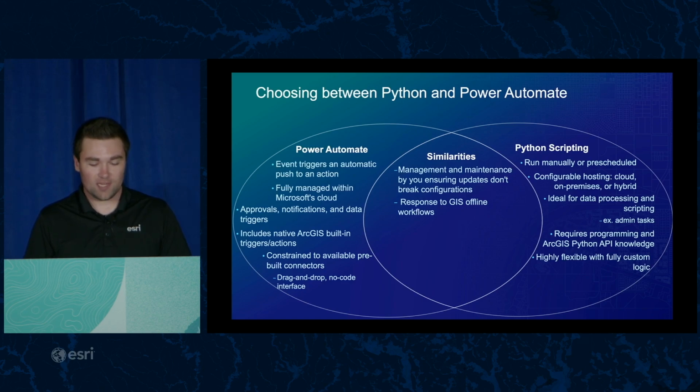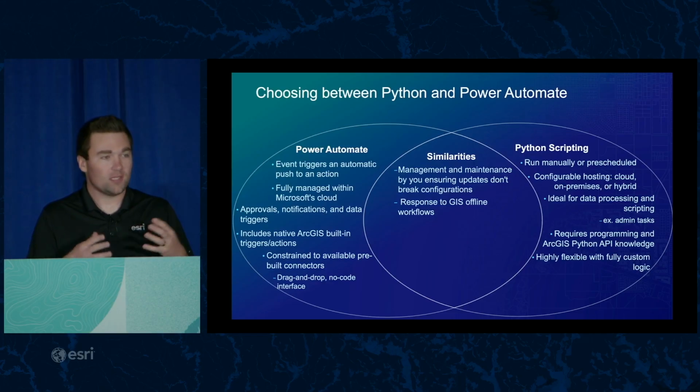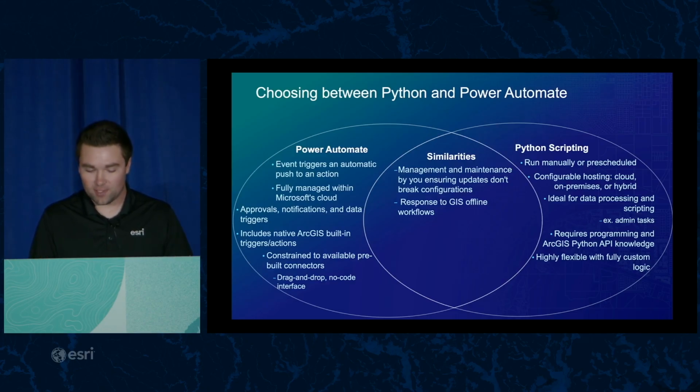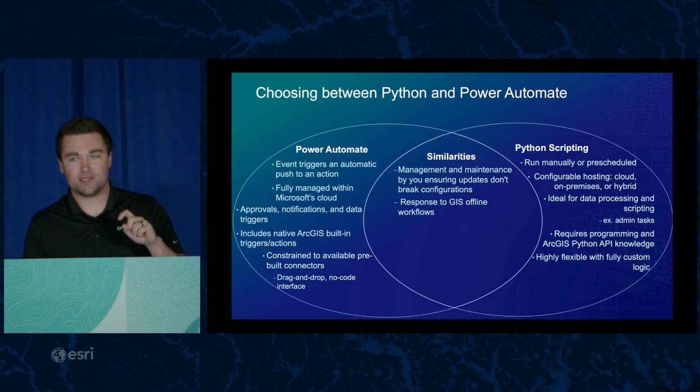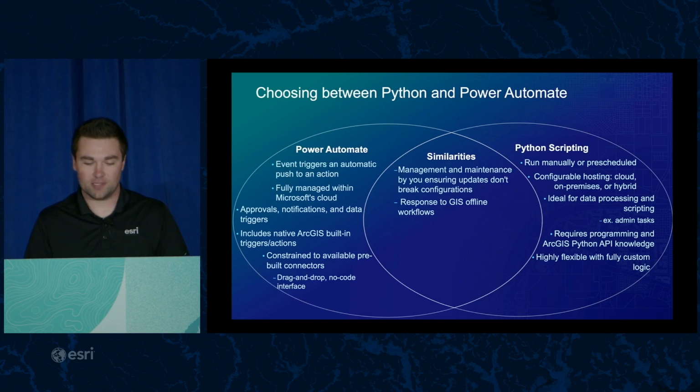It includes those native ArcGIS built-in triggers like we showed a few slides ago. It is constrained to those available pre-built connectors. So if you're looking for more extensibility, more customization, or if there's a connector that's not quite there that you're looking for, you wouldn't be able to get that into Power Automate. It does have a drag and drop low-code, no-code interface, so it is a bit more intuitive to bring things in and make those connections. Then I'll hand it back over to Laura for Python scripting.